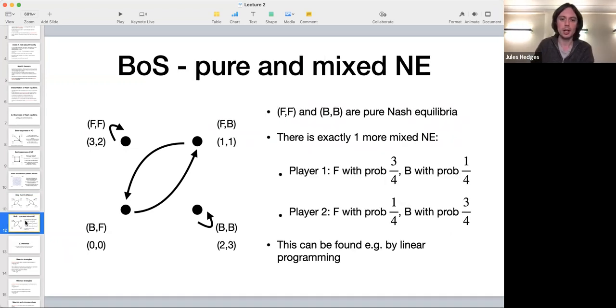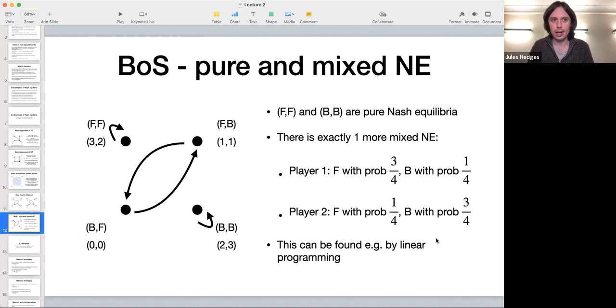So this is Battle of the Sexes. So here we get the same kind of diagram. This is actually the same diagram as Stag Hunt, where the two coordinated strategy profiles are both Nash equilibria. So these are the two where both players go to the same place, and then the two anti-coordinated ones cycle. So we get two pure strategy Nash equilibria. So this one has exactly one more mixed Nash equilibrium, where player one's strategy is to play F with probability 3/4 and B with probability 1/4, and player two's is the opposite, F with probability 1/4 and B with probability 3/4. So if you work this out, it turns out that given these mixed strategies, neither player can increase their expected payoff by unilaterally deviating.